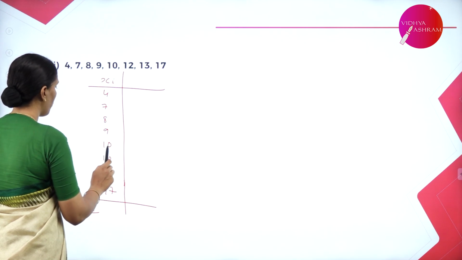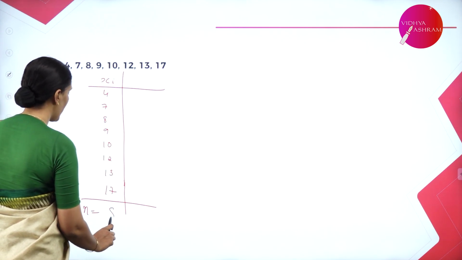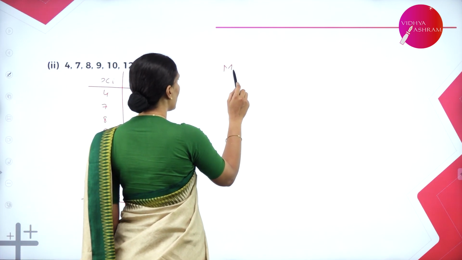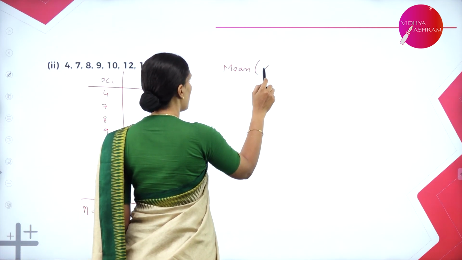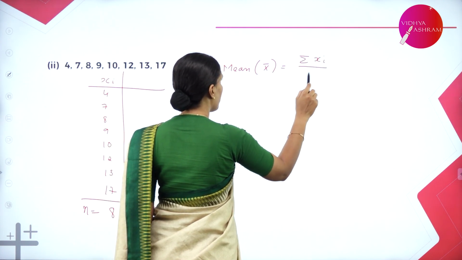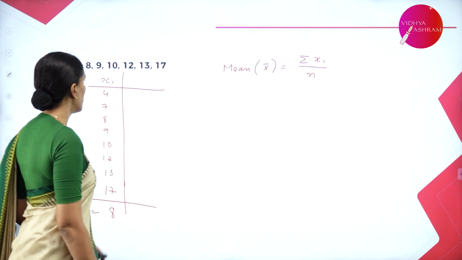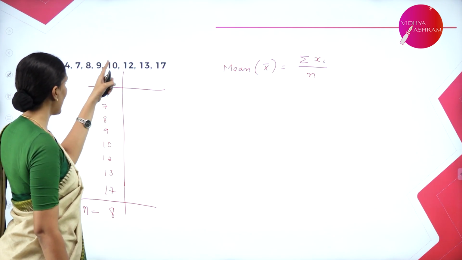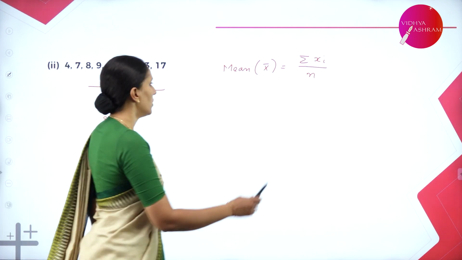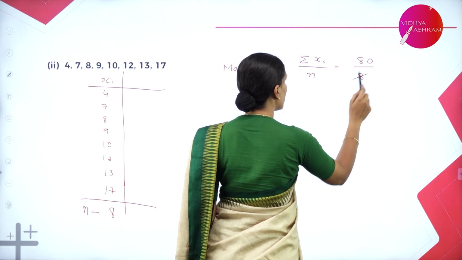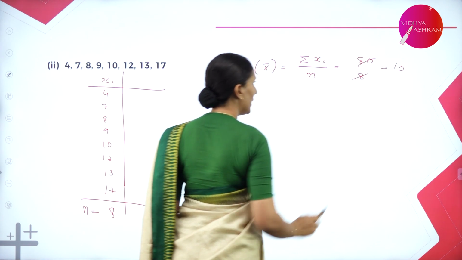1, 2, 3, 4, 5, 6, 7, 8. Here also we have 8. Next we need to calculate the mean. So to calculate the mean, that is x bar, it is the sum of observations divided by total number of observations. So add all these things, 4 plus 7 plus 8 plus 9 until 17. So you will get the total value as 80 divided by 8. Then your mean will become 10.